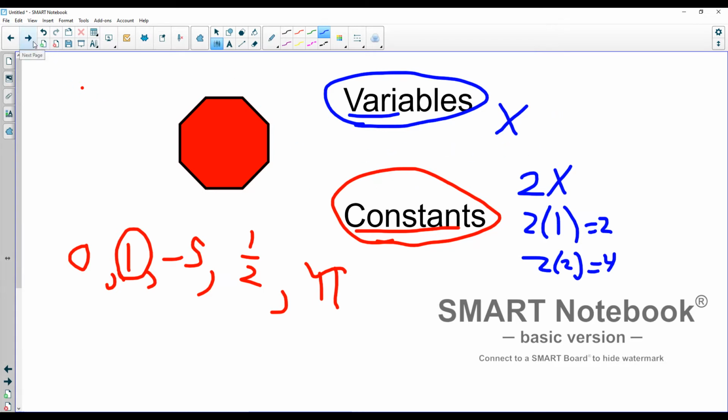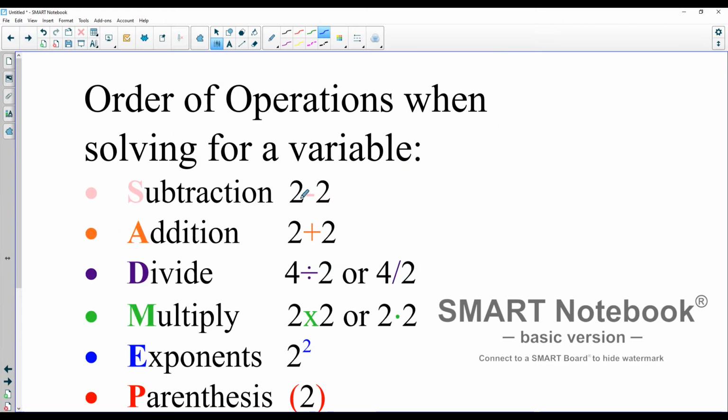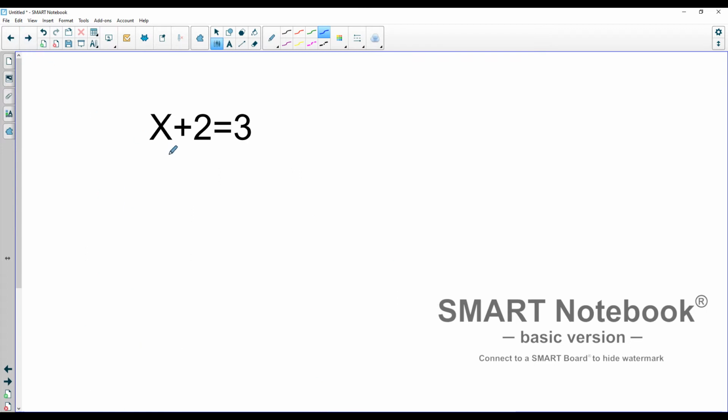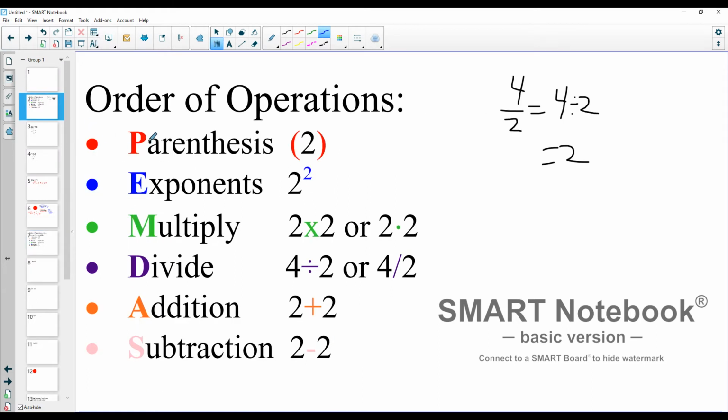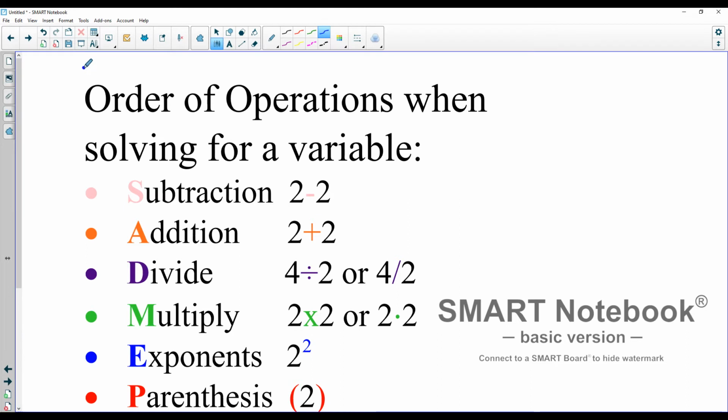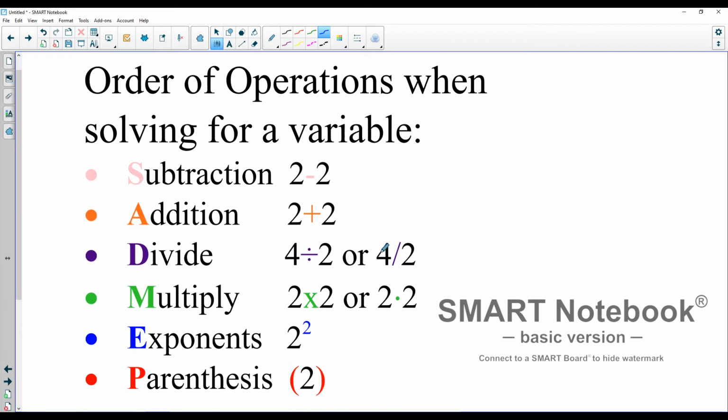All right, so let's take a look at an example with a variable. Well, before we do that, most of the time we have a variable, like in this example here, we'll get to in a second, we're usually going to be trying to solve for the value of that variable, to find what number that actually is. So if you remember when we did the order of operations, it goes parentheses, exponents, multiply, divide, add, and subtract. But since we're trying to solve for a variable, it gets a little different. So we have to do it backwards.